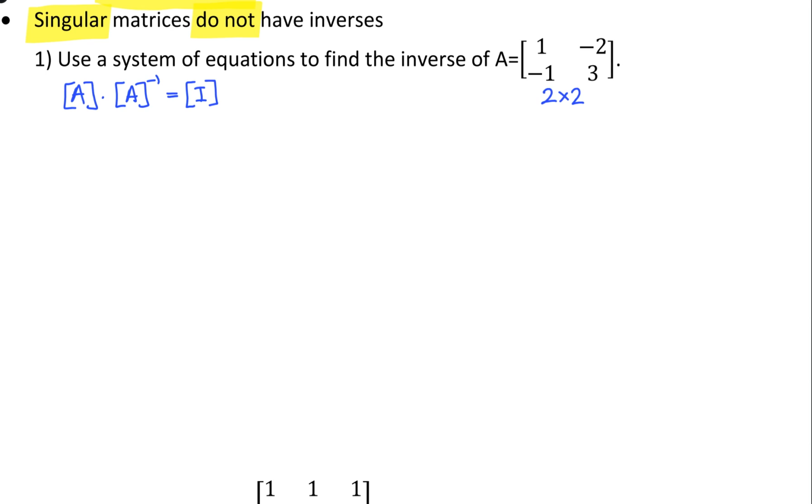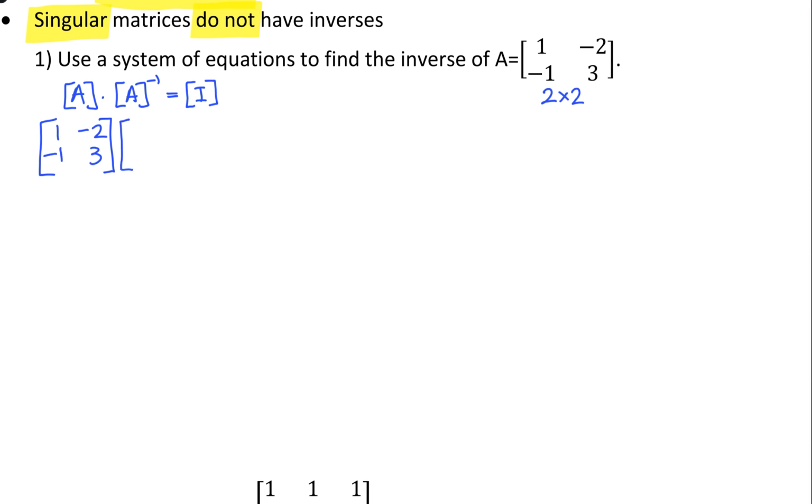So matrix A is 1, -2, -1, 3. We're going to multiply that by an inverse. We don't know what that inverse is yet, but we're just going to assign some variables. A 2 by 2 matrix will have a 2 by 2 inverse, so I'm just going to put some variables in here.